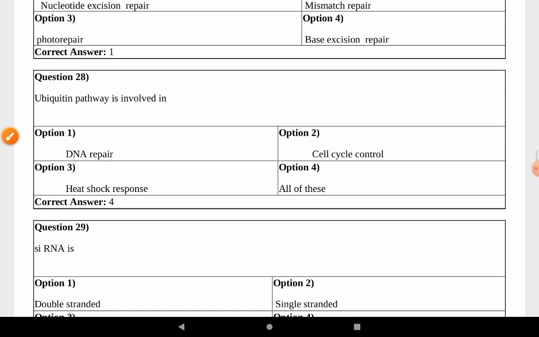Our next question is ubiquitin pathway is involved in option 1 DNA repair, option 2 cell cycle control, option 3 heat shock response, option 4 all of these. So the correct answer is option 4, all of these have ubiquitin pathway role.